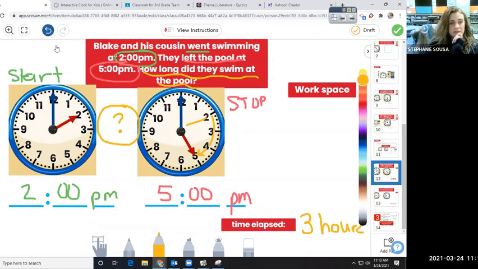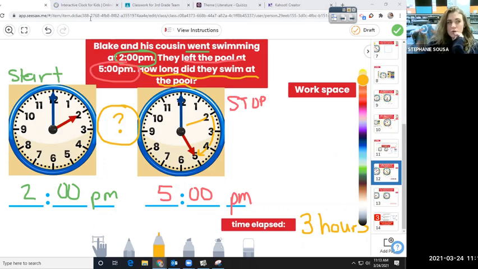Oops, that's a backwards S. That's a backwards S again. It's hard to write S's from the bottom. There we go. 3 hours. Okay. That is a visual way that I solved the problem.